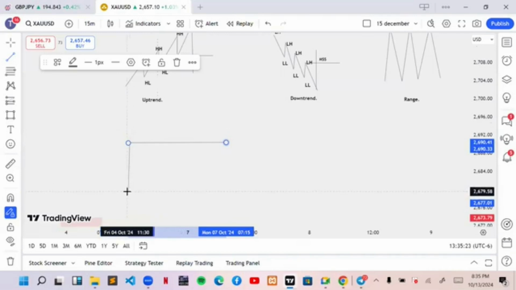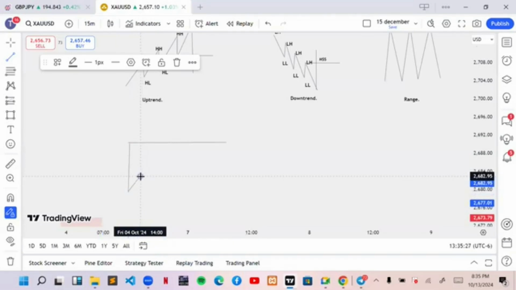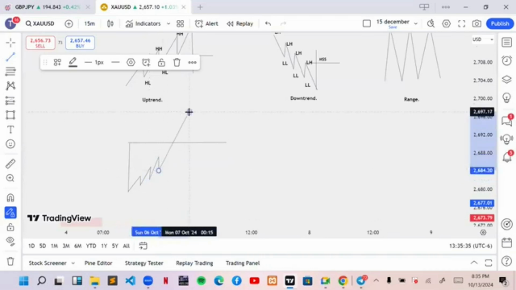And then price was making a series of higher highs and higher lows, which is an uptrend. You see higher highs, you see higher lows. Then price is just something like this. So this is a break of structure.